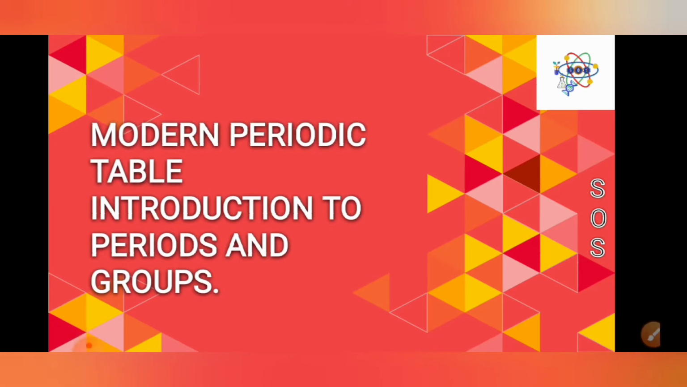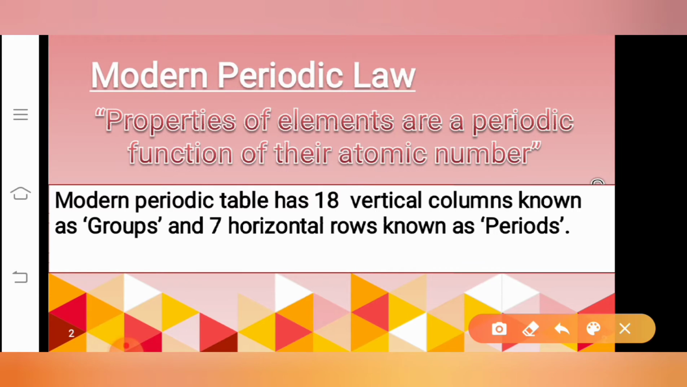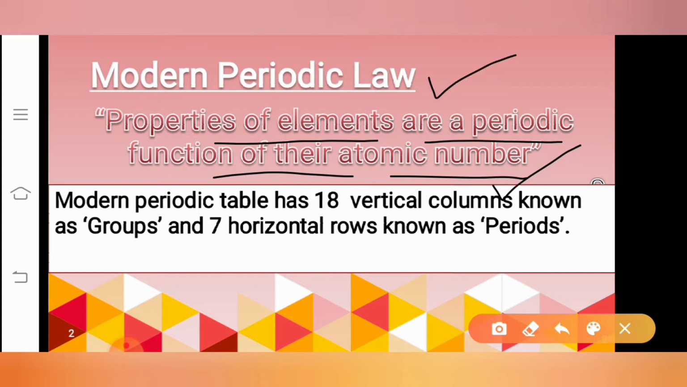In this session, let us understand the modern periodic table, introduction to periods and groups. Before that, let us recall the modern periodic law. What does the modern periodic law state? The modern periodic law states that the properties of the elements are periodic functions of their atomic number. Here, the atomic number is given more importance. All the elements in the modern periodic table are arranged in the increasing order of their atomic number.